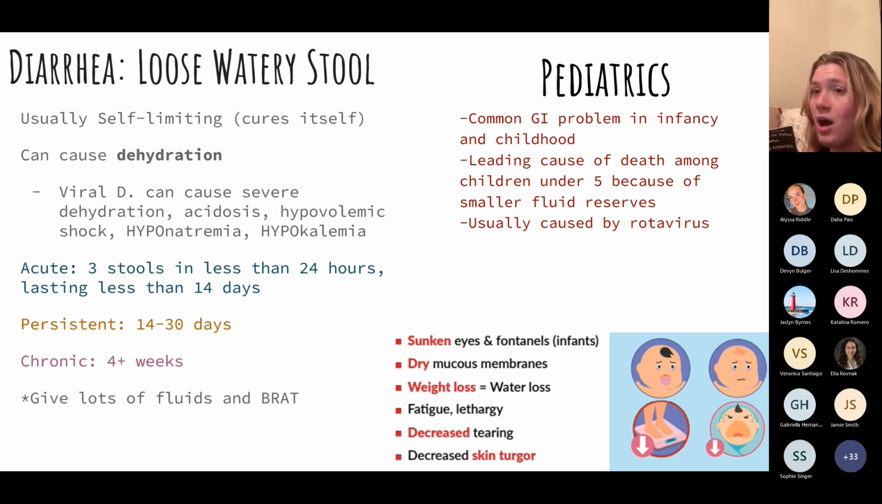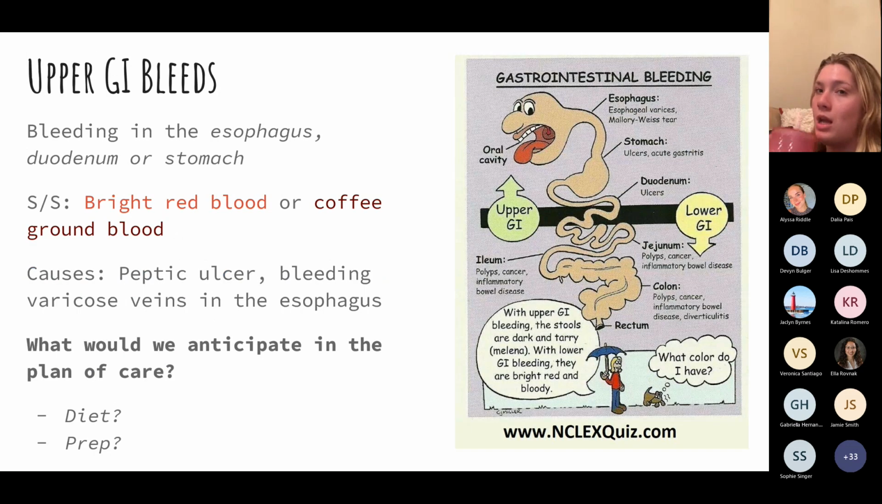And it can actually lead to death with these patients. Usually it's going to be caused by rotavirus. And again, you assess for what are normal assessments for dehydration. That's skin turgor, dry mucous membranes, sunken eyes, etc.